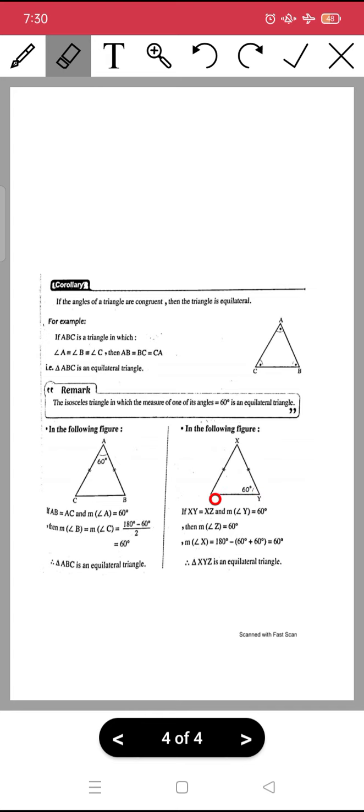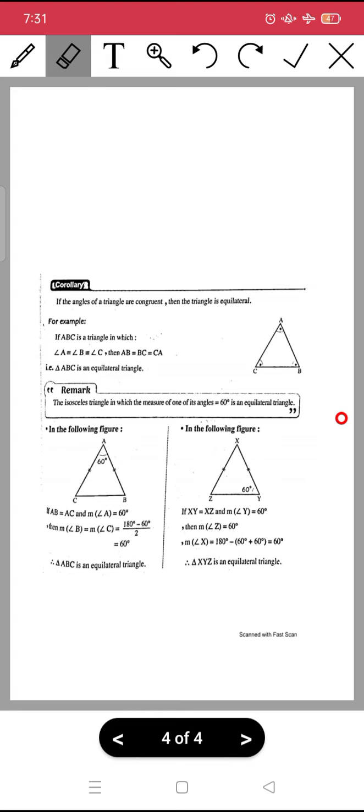In the following figure, triangle XYZ, measure angle Y is 60 and it is an isosceles triangle, so measure angle Z also becomes 60. Measure angle X is 180 minus 60 plus 60, which equals 60. So triangle XYZ is an equilateral triangle. So this remark says that if an isosceles triangle has one of its angles equal to 60, then this triangle will change to an equilateral triangle.